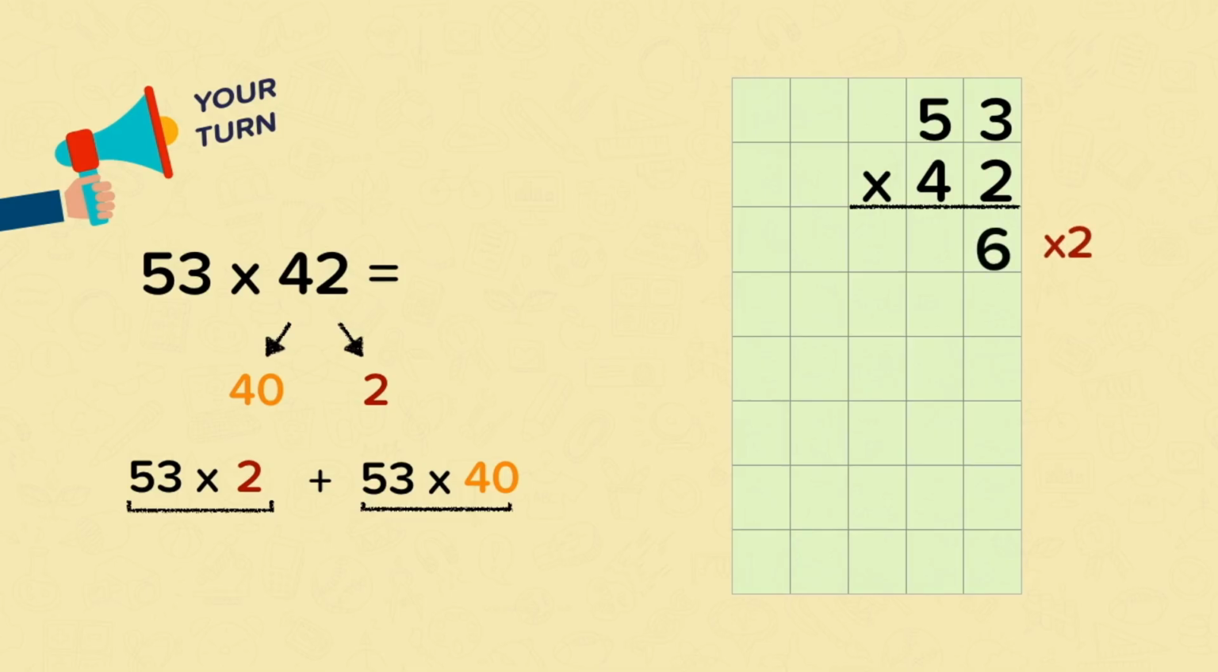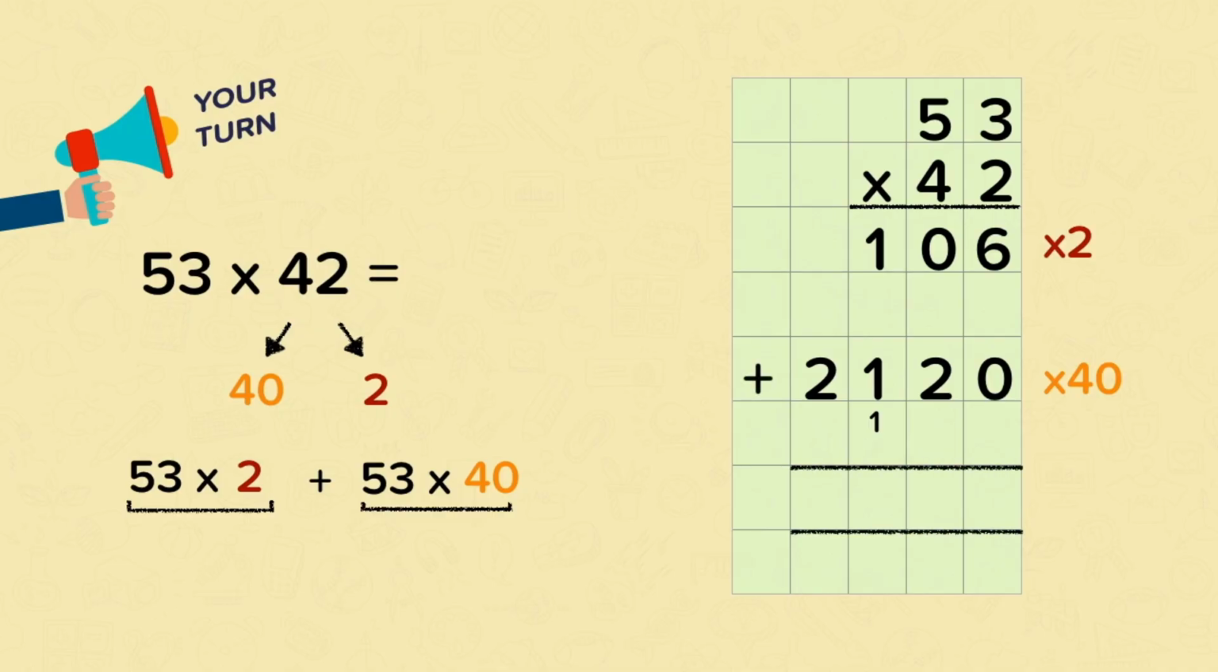3 times 2 equals 6. 5 times 2 equals 10. So 53 times 2 equals 106. Next, you needed to calculate 53 times 40. First, multiply 3 by 4, then multiply by 10. 3 times 40 equals 120. Exchange the 1 from 120 to the hundreds. Next, 5 times 4 equals 20. So 50 times 40 equals 2,000. Add the exchanged 1 in the hundreds to get 2,100. So 53 times 40 equals 2,120.